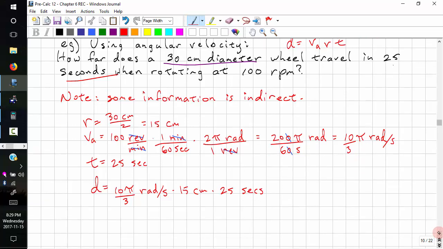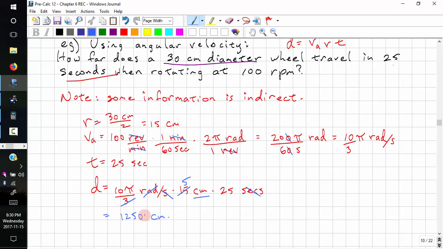And let's go ahead and cancel some units. And really, radians is a unitless unit, so we can just cancel it out. It means a ratio, and a ratio is just a number. So we actually have centimeters left over, which is good for distance. 15 divided by 3 is 5. So 5 times 25 is 125. 125 times 10 is 1250 centimeters.